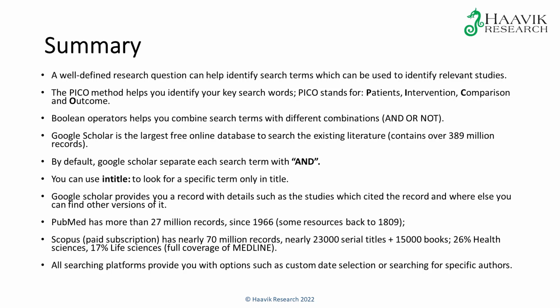Now, PubMed is over 27 million records and goes way back to officially 1966, but some resources go way back to 1809. Scopus, which is a paid subscription, is nearly 70 million records and nearly 23,000 serial titles, 15,000 books, of which 26% are health sciences, 17% is life sciences. And again, full coverage of Medline, same as PubMed.